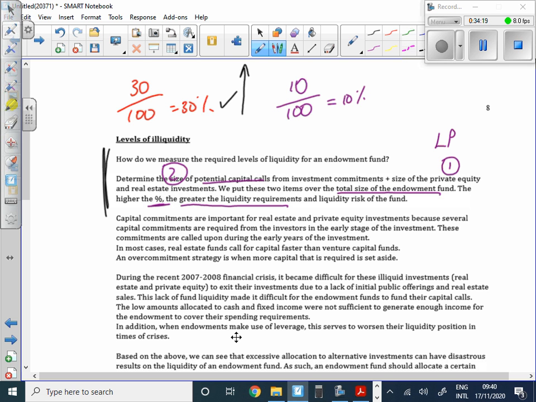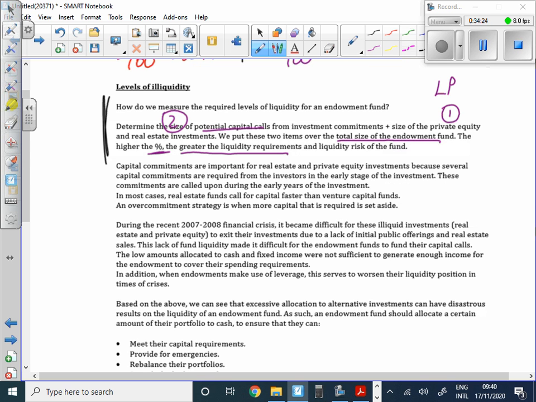Some interesting facts over here, guys. Real estate funds call for capital faster than venture capital funds, generally. We will see this later on. I'm just going to mention it over here.